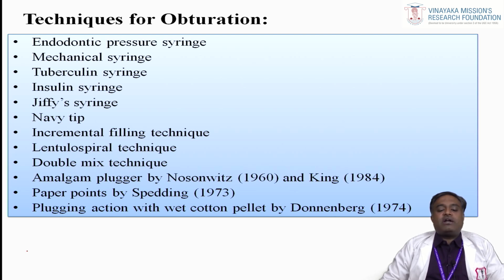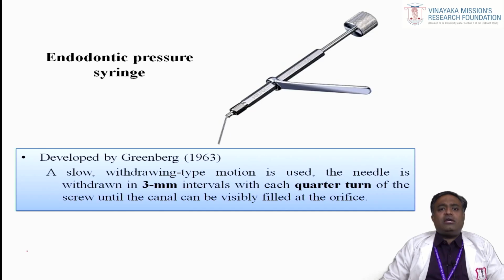So plugging action with the wet cotton pellet, and we can use a K file also. For example, if you are doing BMP up to 35 file, you have to select the K file, basically 15 to 20, white or yellow, and you have to bend the file up to the working length. Then you can obturate the canal using this file technique. That is the most common technique, and even the plugging action with the wet cotton pellet is commonly used. So we will see each technique.